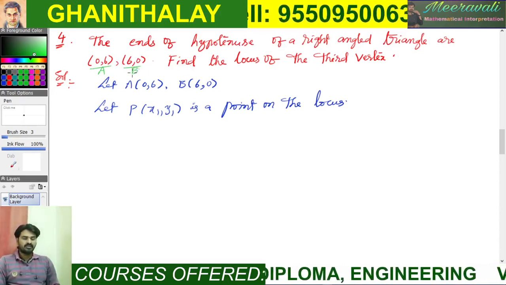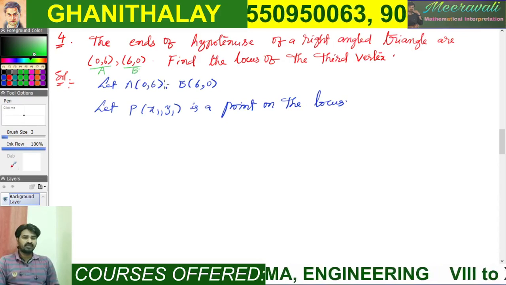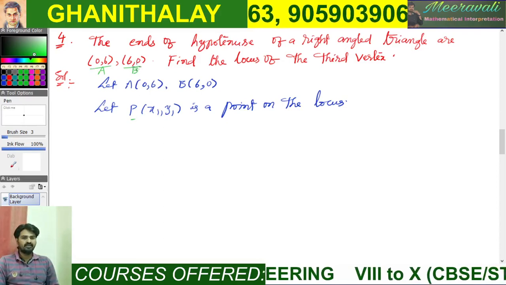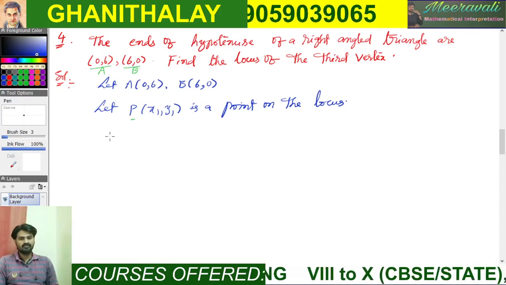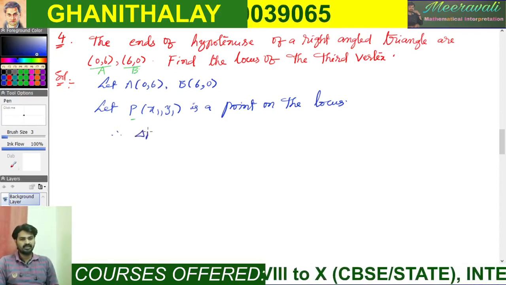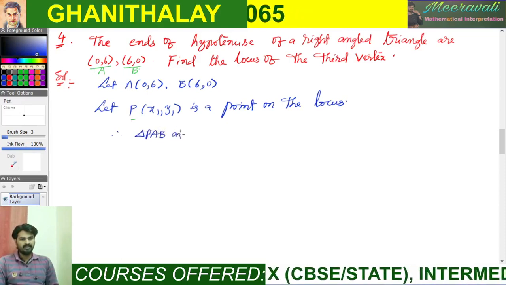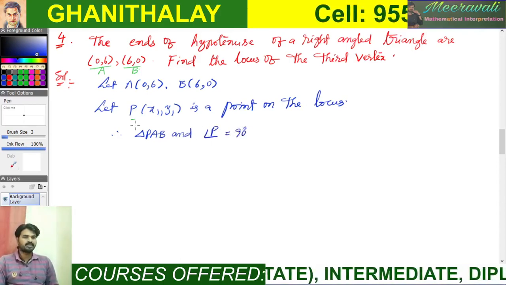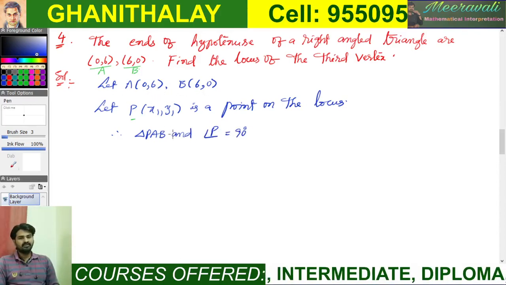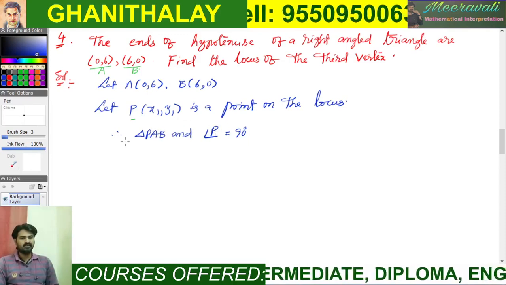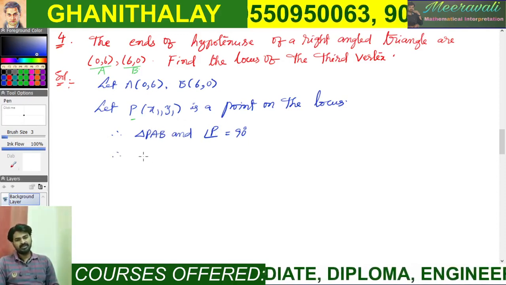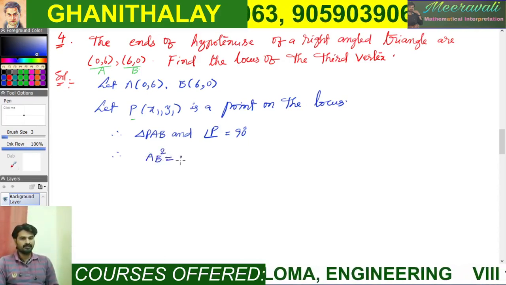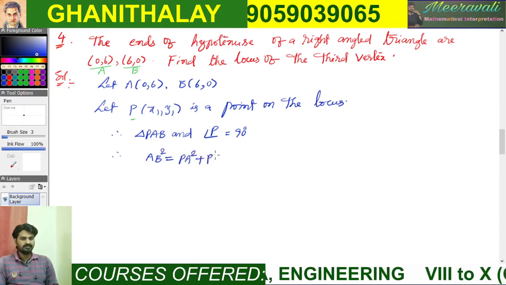If AB is the hypotenuse, now the third vertex will be 90 degrees. So where is the third vertex? P. Since AB is the given hypotenuse, in triangle PAB, angle P is how much? 90 degrees, because AB is the hypotenuse and the remaining vertex P will be 90 degrees. Therefore, by the Pythagoras theorem, what do we have to write? Hypotenuse square, AB square, is equal to PA square plus PB square.